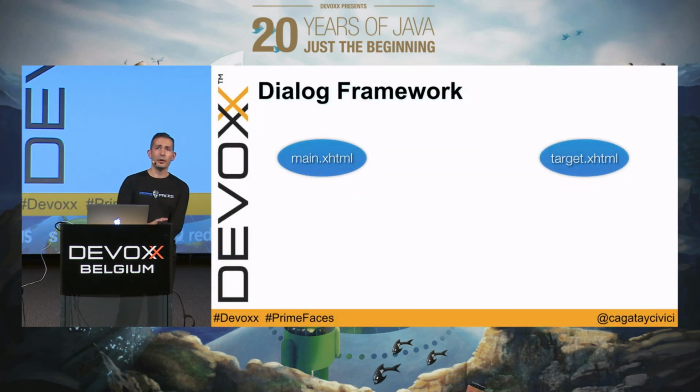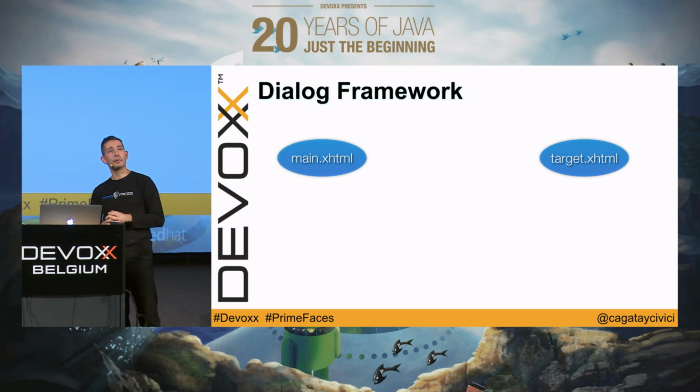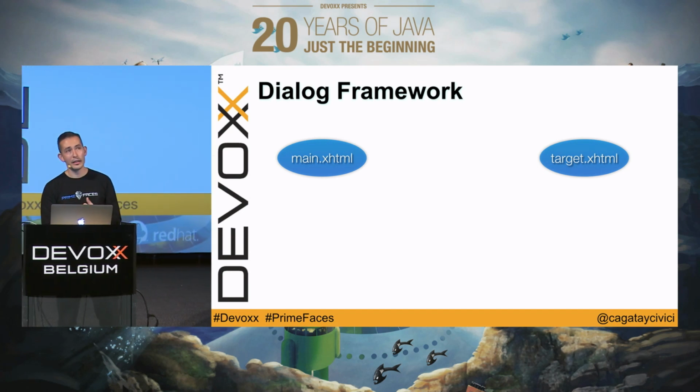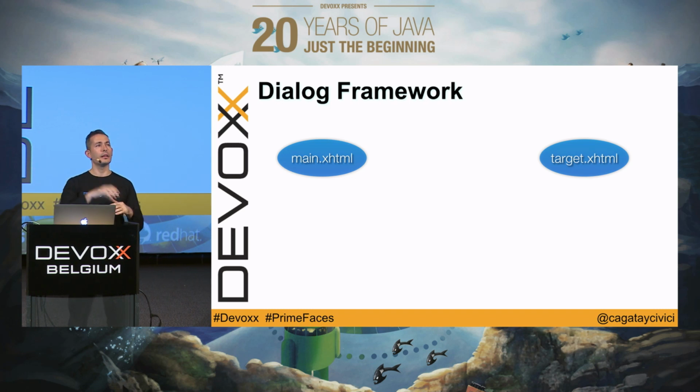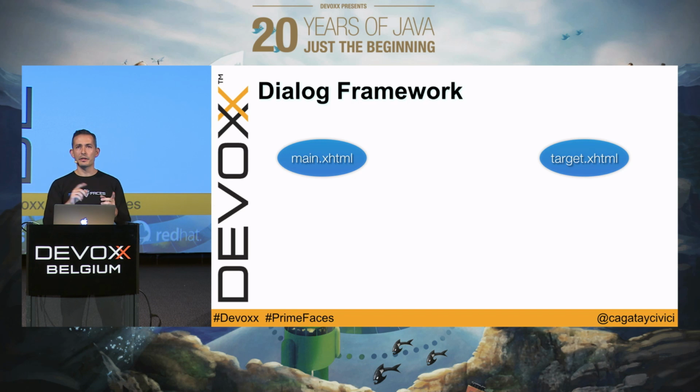Okay, dialog framework. This is more like an enterprise feature as well. It's kind of a single-page application kind of thing, where you can stay on one page and include other pages and render them in a dialog. So you're on one page, you need to select some data from another page and come back. Instead of just navigating between pages, you can just say, okay, open dialog, open this target XHTML using the Open Dialog API from PrimeFaces.